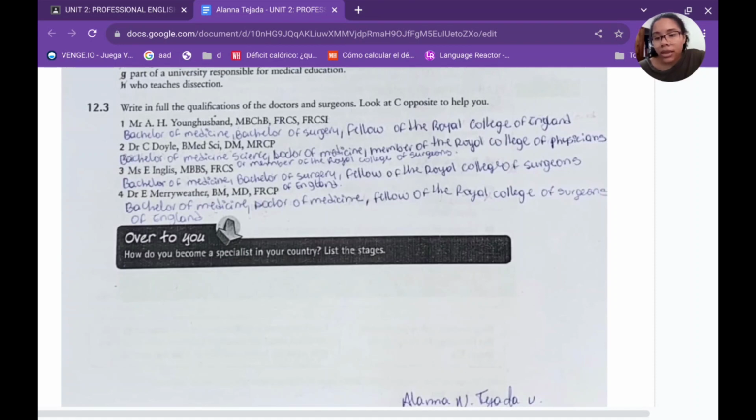MBBS, FRCS. Bachelor of Medicine, Bachelor of Surgery, Fellow of the Royal College of Surgeons of England. Dr. E. Meriwether, BM, MD, FRCP. Bachelor of Medicine, Doctor of Medicine, Fellow of the Royal College of Physicians of England.